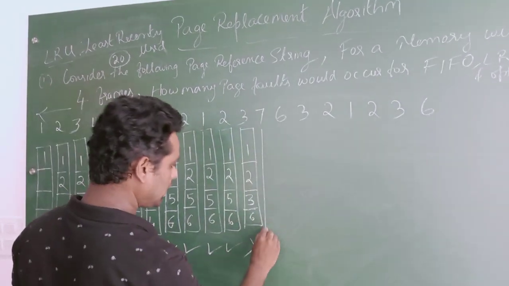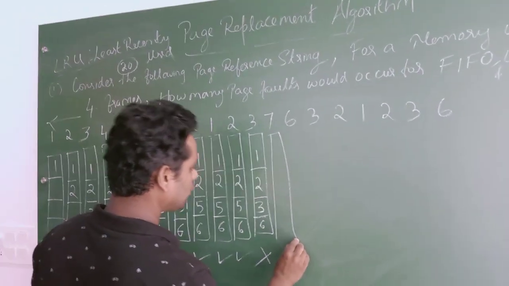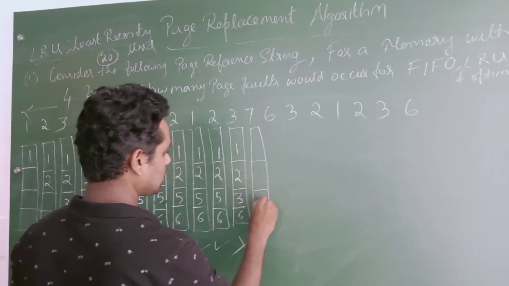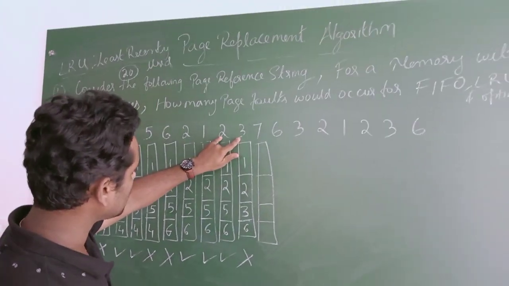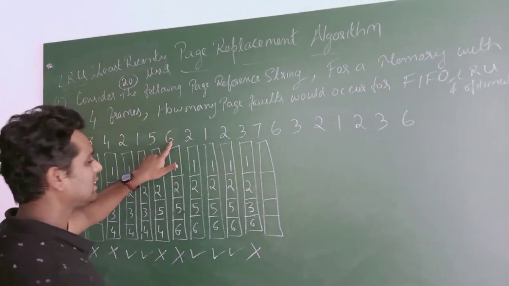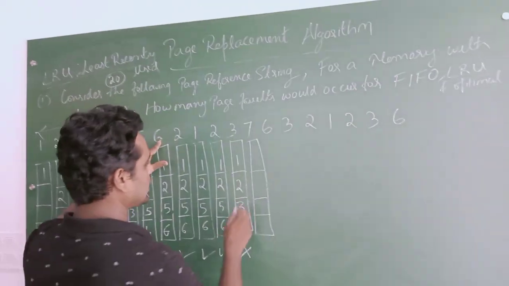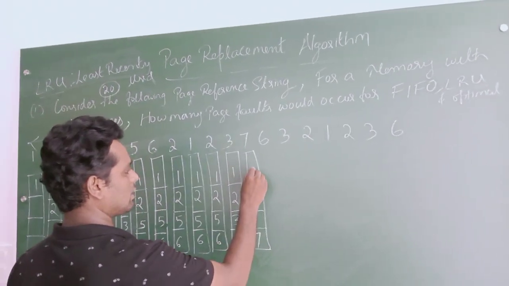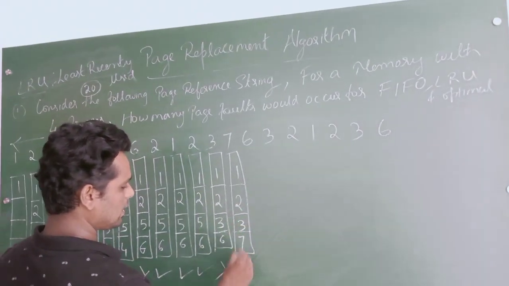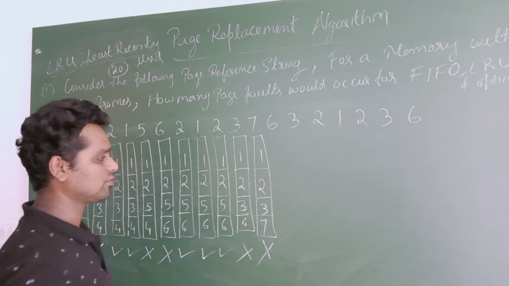7, not in your memory, but frame is full, you have to go for replacement. So in 1, 2, 3, 6: 3 is here, 2 is here, 1 is here, 6 is least recently used. So replace your 6. Swap out 6 and swap in which one here? 7. Again replace, that is called a page fault.